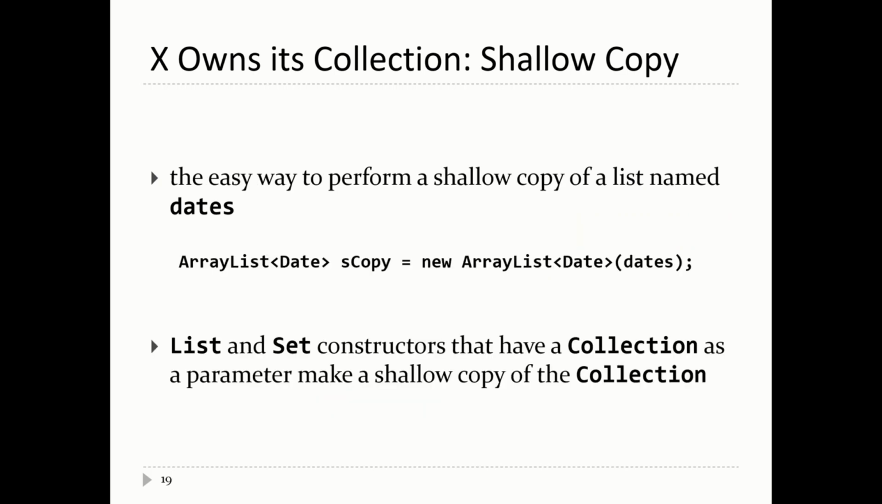You don't have to do that. If you want to make a shallow copy, just call the copy constructor. So the list and the set copy constructors make shallow copies. So you get a new list, but the copy constructor runs and does the loop for you. It copies all the elements from the other collection into your new collection. So list, set, and map, if you copy a map, they all perform shallow copies.